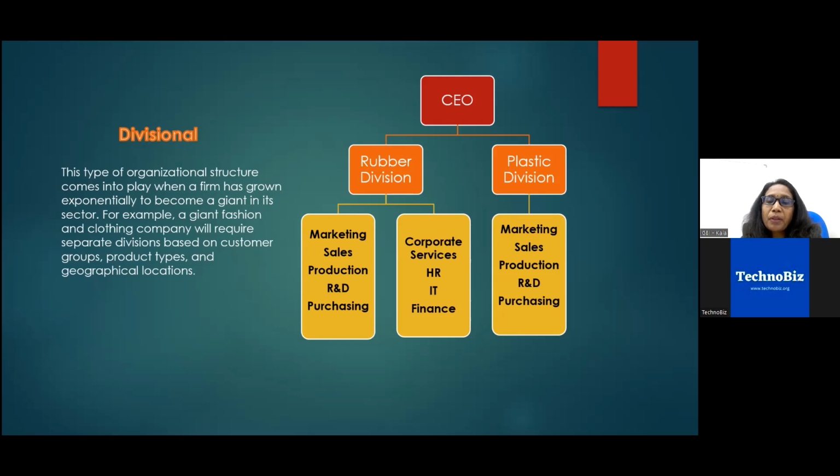A divisional organization chart is a type of organizational structure that groups employees by products, services, markets, etc. Okay, it allows each division to operate independently and respond to specific customers' needs. However, it can also create duplication of resources and reduce communication across divisions.